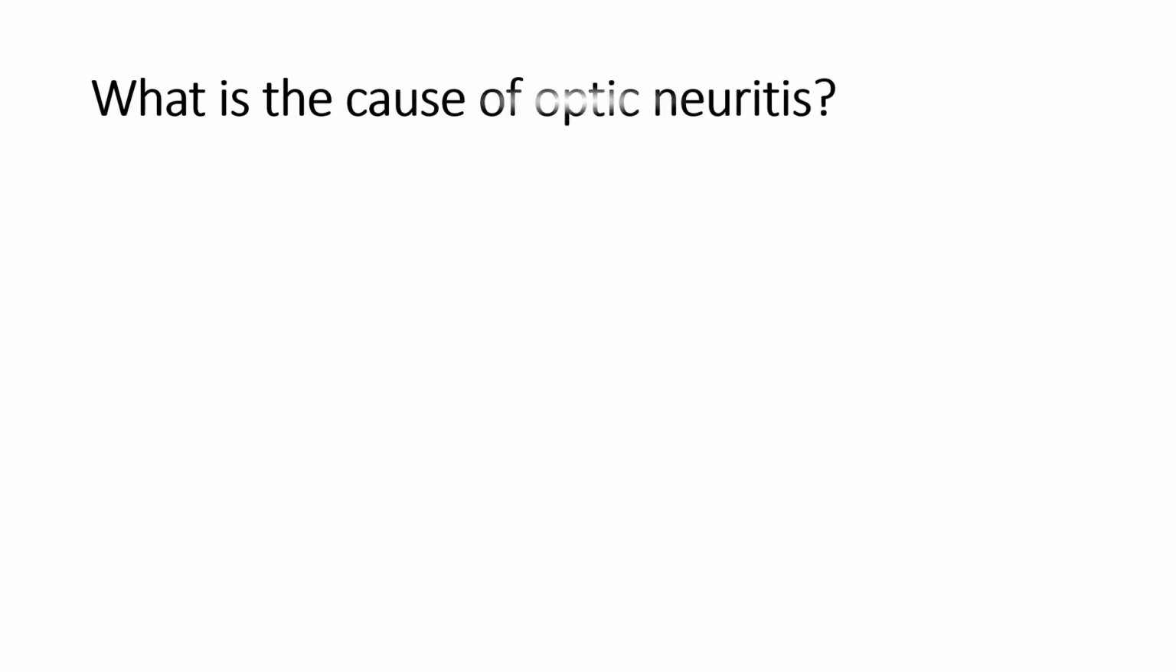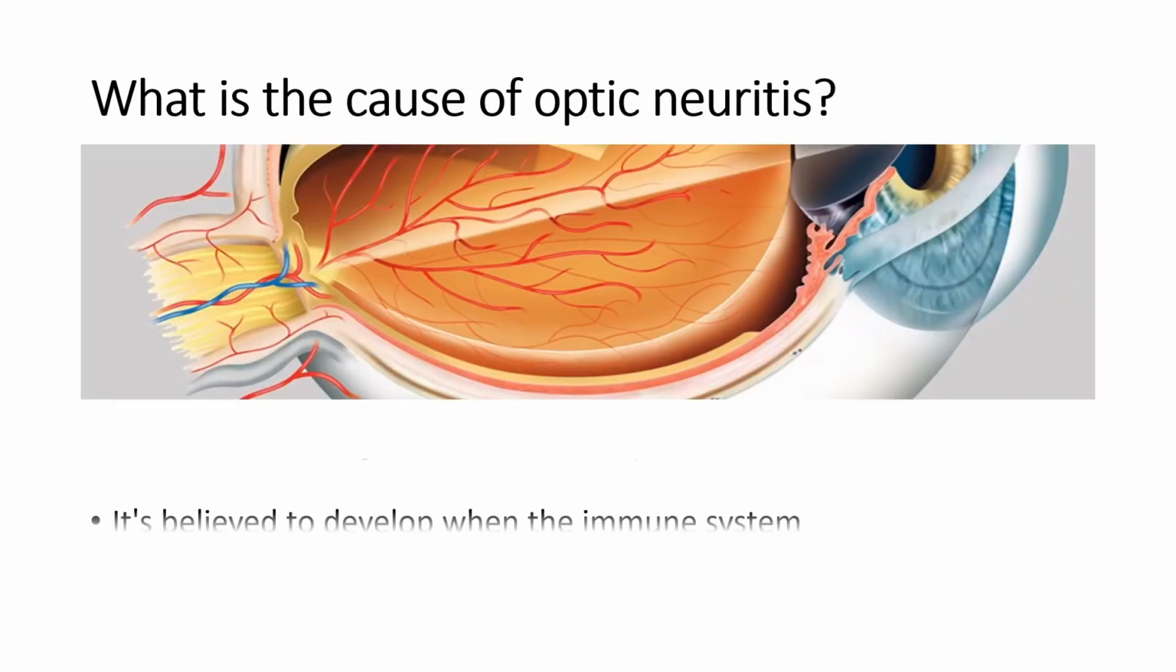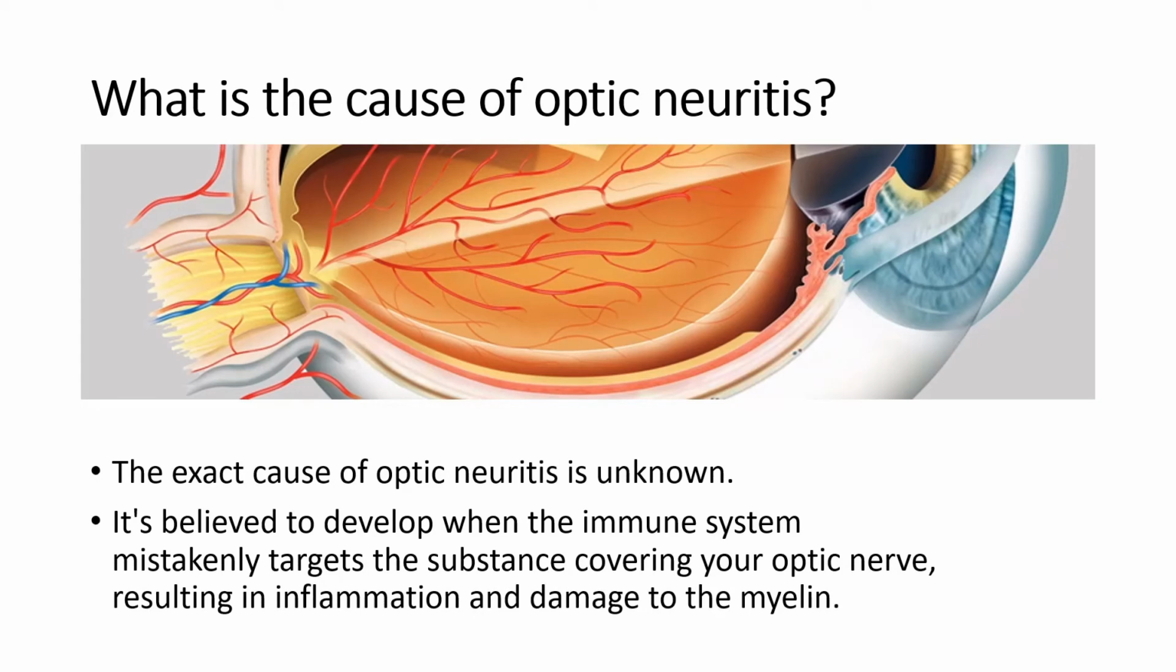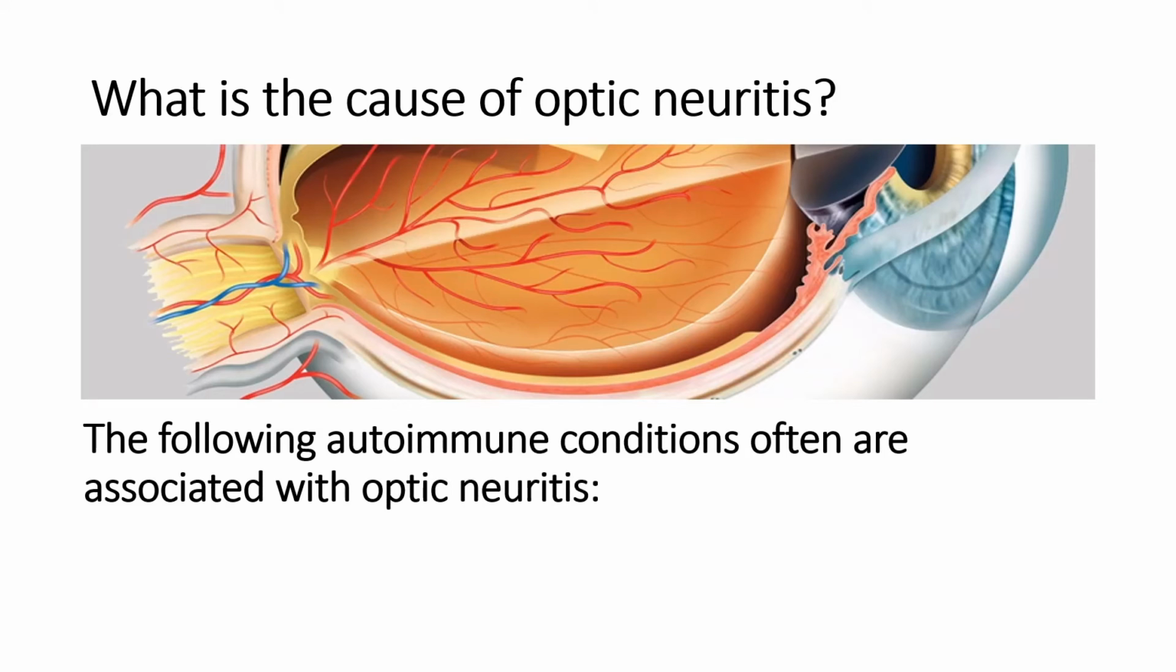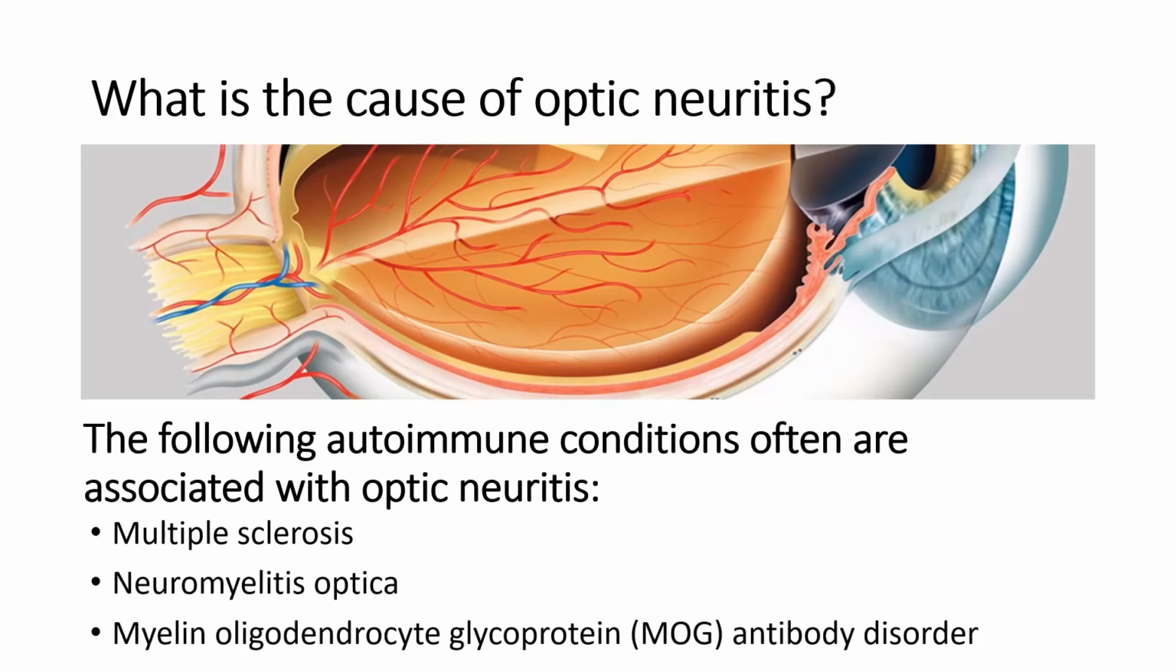What is the cause of optic neuritis? The exact cause of optic neuritis is unknown. It is believed to develop when the immune system mistakenly targets the substance covering your optic nerve, resulting in inflammation and damage to the myelin. The following autoimmune conditions are often associated with optic neuritis. The first one is multiple sclerosis. And the second one is neuromyelitis optica and the myelin oligodendrocyte glycoprotein, or the MOG antibody disorder.